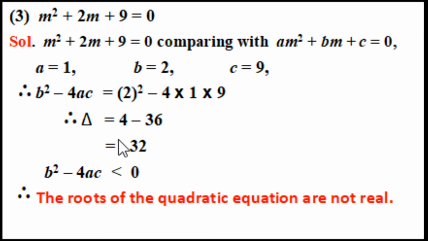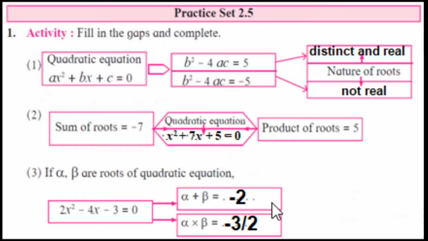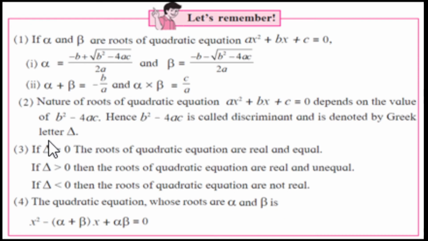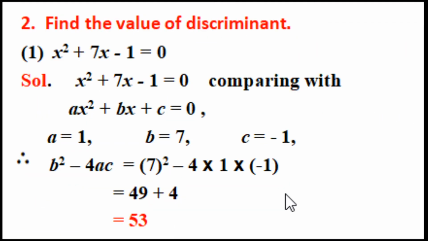This delta is less than 0. That means b square minus 4ac is less than 0. Therefore, the roots of the quadratic equation are not real. Roots are not real. This is the third point, point number 3. If delta is 0, then the roots of the quadratic equation are real and equal.